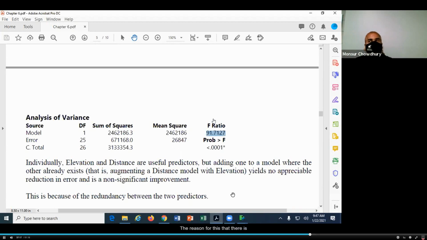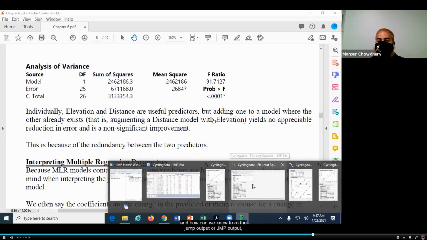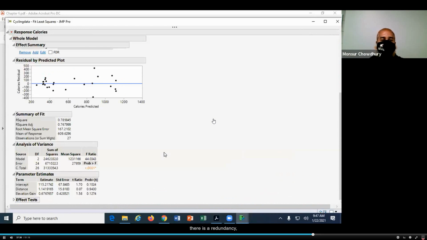The reason for this is that there is a redundancy among the predictors. There is a redundancy between these two predictors. Any questions? So this is the problem of redundancy, and how can we know from the JMP output that there is a redundancy?